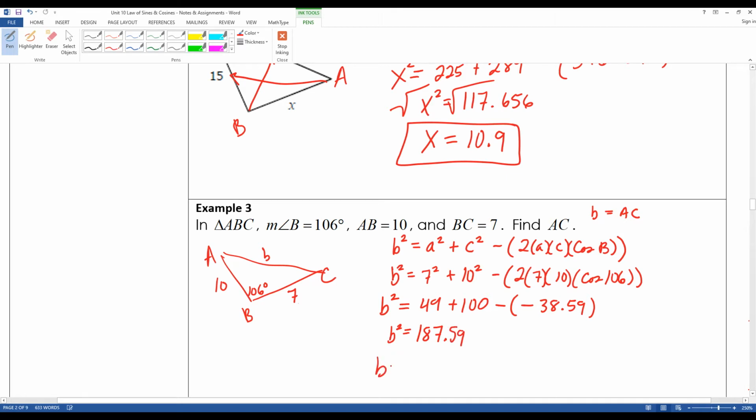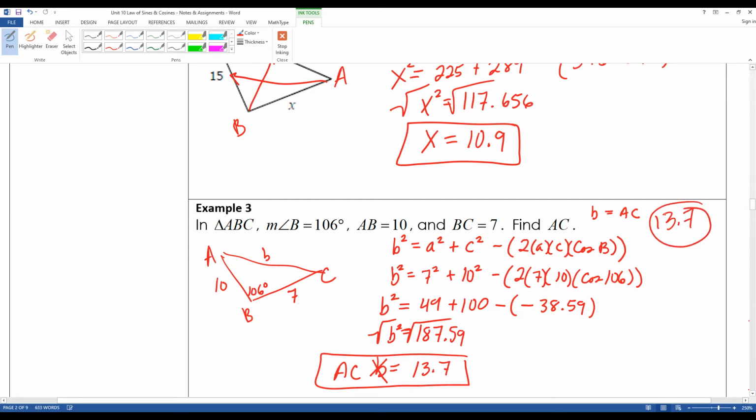If I square root both sides, square root 187.59, I get 13.7? Okay, so that's what AC is. Since that's what B was, AC is 13.7. Wherever you want to write it up there. Okay.